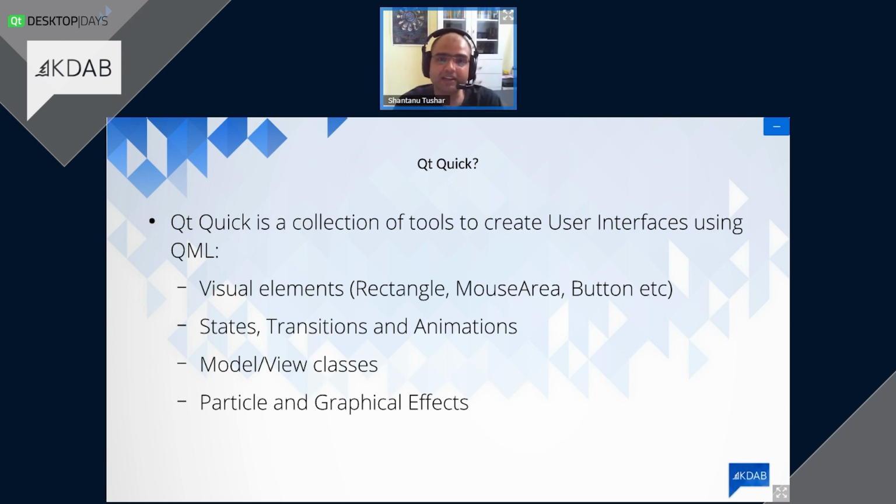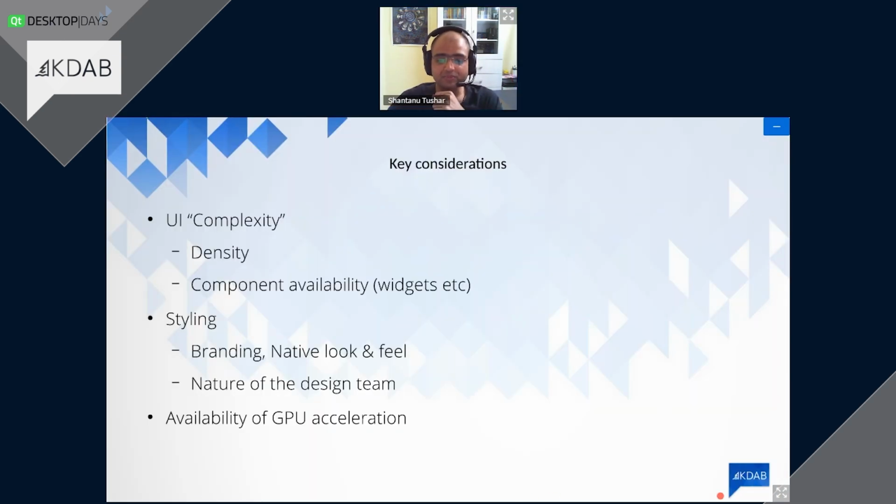I have not used particle effects. I just enjoyed watching the examples because they do fun things. But graphical effects are pretty useful. If you use shadows properly in your UI, you can actually make a big difference. I'll show a small example in today's talk if Murphy is with me. So this is the basic thing. QML is a language. QtQuick is a set of tools that help you make interfaces.